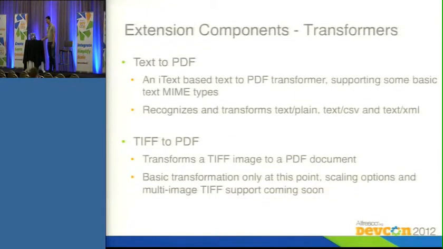In addition to the actions, we've also put in 2 new content transformers. One of these kind of fills a hole in the Alfresco product today, and the other one was there more as an intellectual exercise, but is still pretty functional. So the first is a text to PDF transformer. This is available for taking a text document and transforming it to a PDF doc. It works with just your basic text MIME types, so plain text, CSV, and XML.